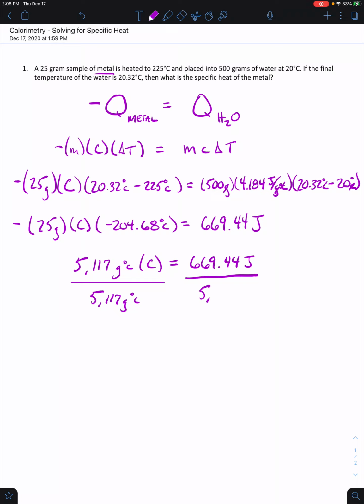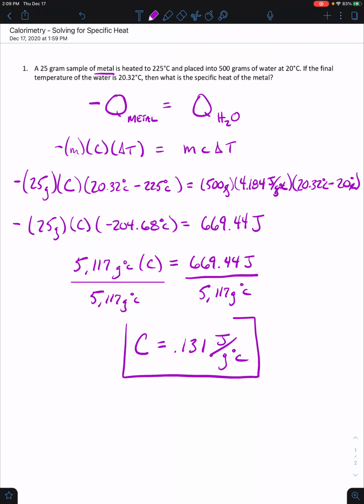So we're going to do it again, 5,117 grams degrees Celsius, and you'll get a specific heat capacity of 669.44 divided by 5,117, and that gets us a heat capacity of 0.131 joules over grams degrees Celsius. That is our final answer.